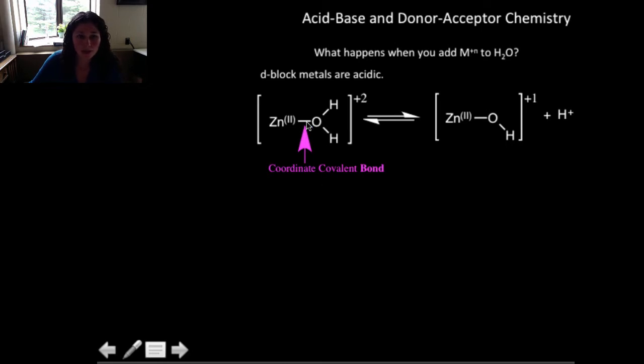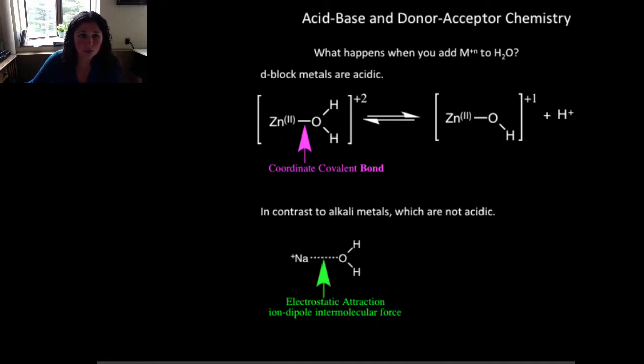Now this happens because there's a coordinate covalent bond here. Coordinate covalent bond has covalent character. It's essentially covalent. We treat it a little bit differently because we don't put any kind of formal charge on oxygen based on this bond. So it's covalent in nature, but we treat it a little differently when we draw the structures.